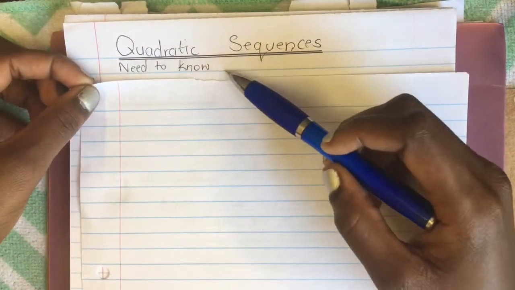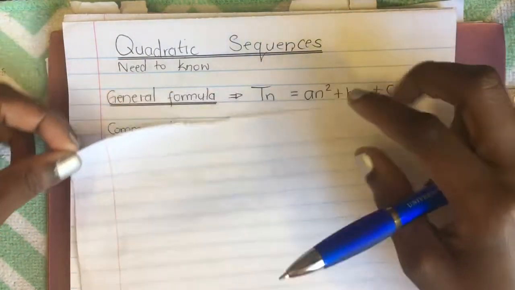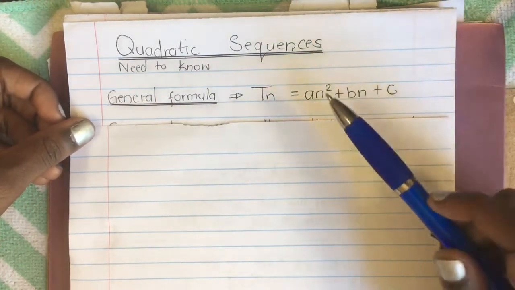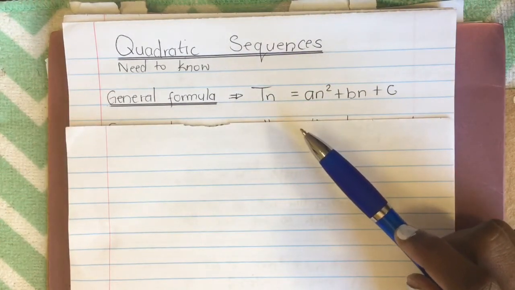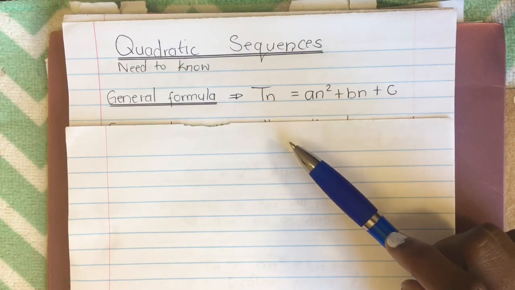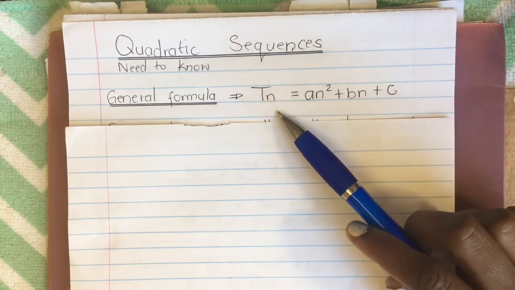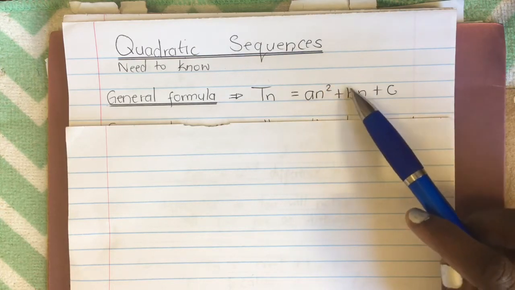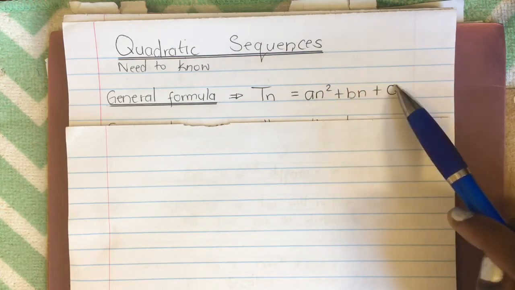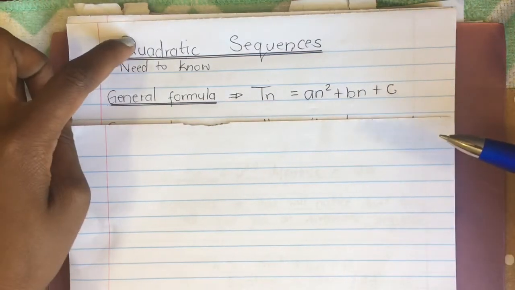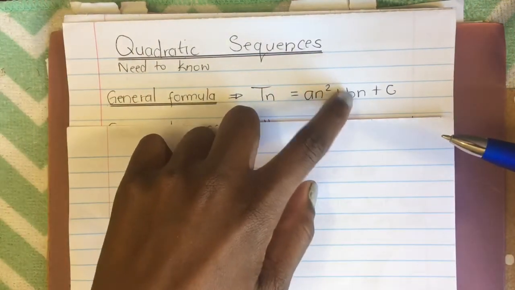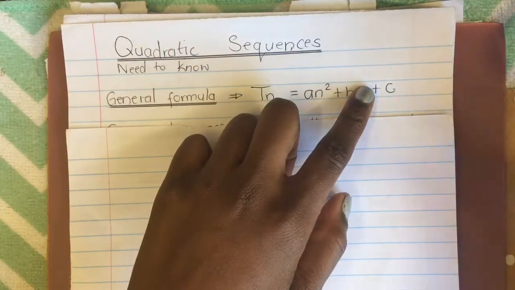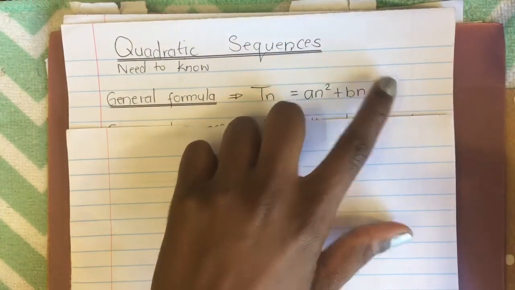The things that you need to know when you're dealing with quadratic sequences are the general formula of the quadratic sequence. It is different to the linear arithmetic sequence because the sequences are not the same to begin with. So this one goes Tn is equal to an squared plus bn plus c. It is called a quadratic because the first term is squared, the second term has a singular n, and then the third one doesn't have one.